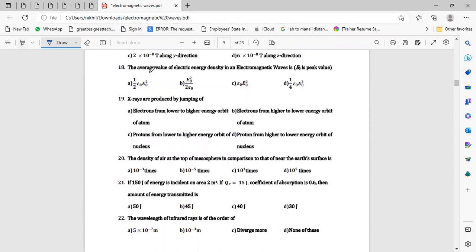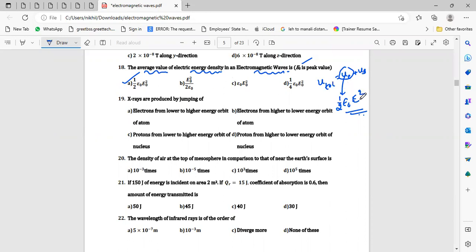Look at this. The average value of electrical energy density in the electromagnetic wave. They are asking you to find only the electric field energy density. So you know that total energy is due to electric field plus magnetic field. Now they are expecting only the electric field. What's the formula? Half times epsilon naught into E squared is the expression for the electric field.